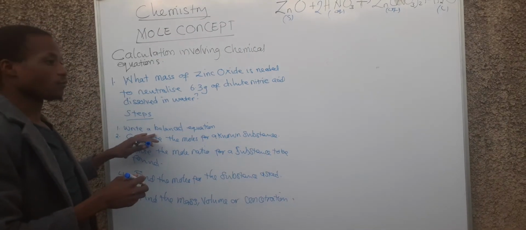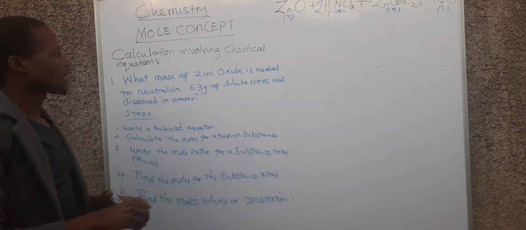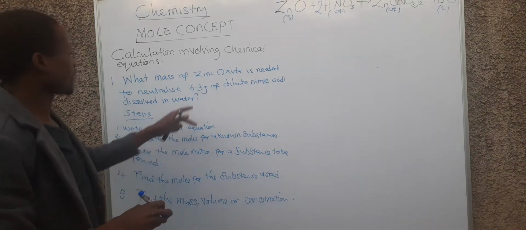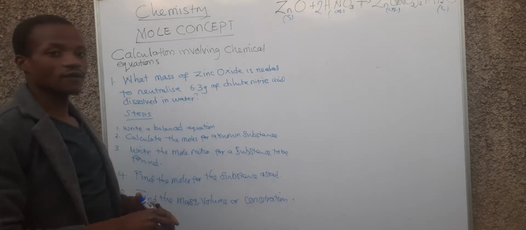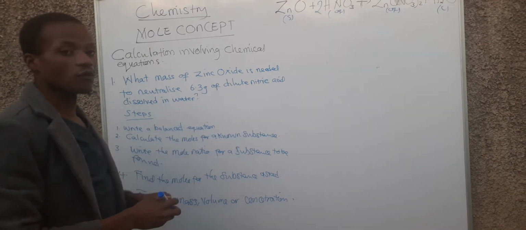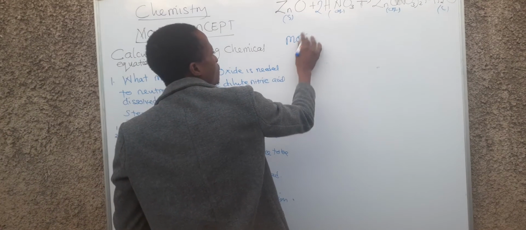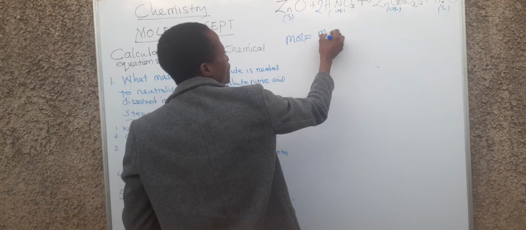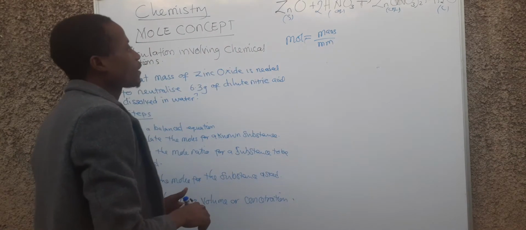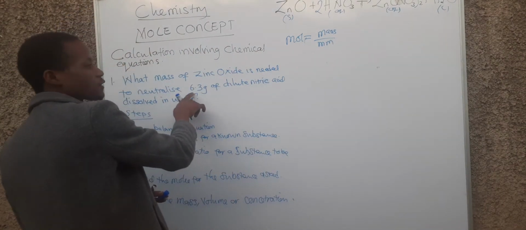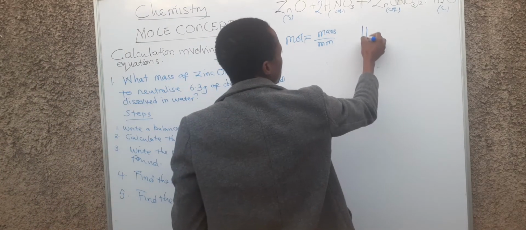We are done with step 1. Step 2, calculate the mole for a known substance. A known substance is a substance whose mass is given. So in this case, we have been given the mass of nitric acid. So we need to calculate the number of moles for nitric acid. So we use the formula mole is equal to mass of a substance over the molar mass, the molecular mass. Now mass, we know it is 6.3, but the molar mass we need to find. So we write the formula for nitric acid.